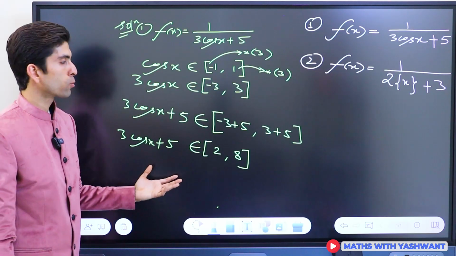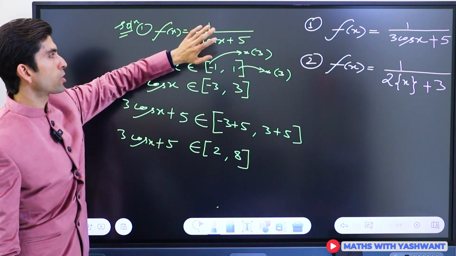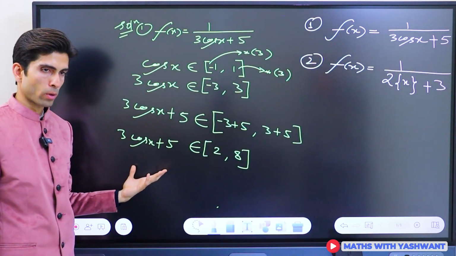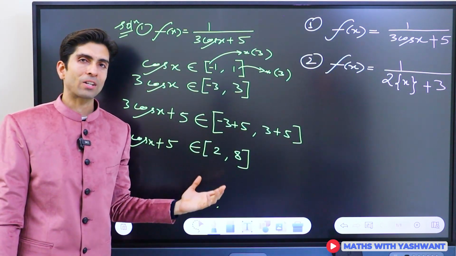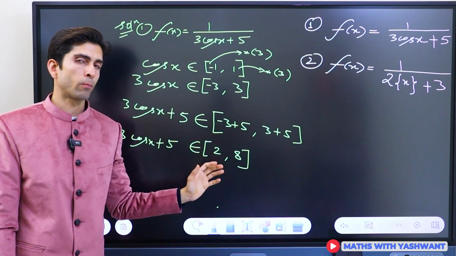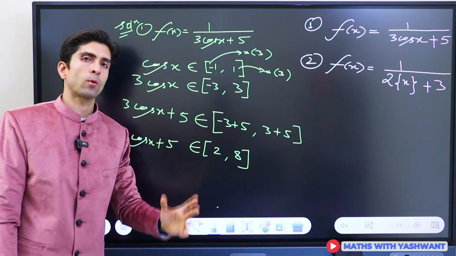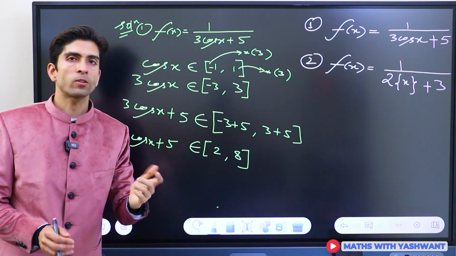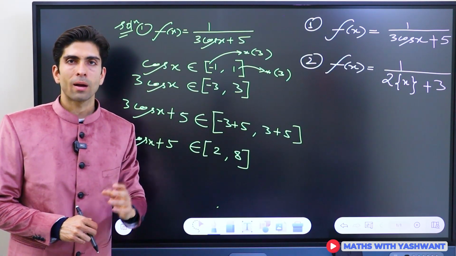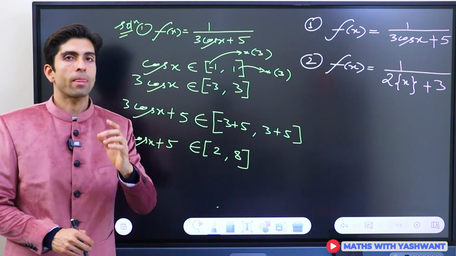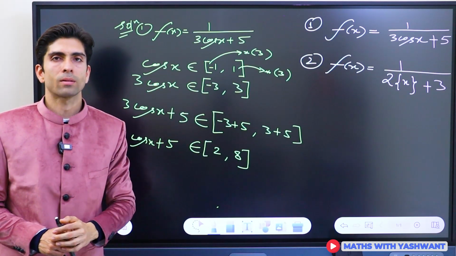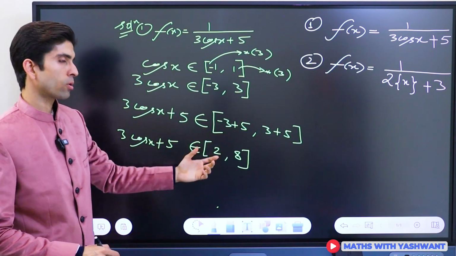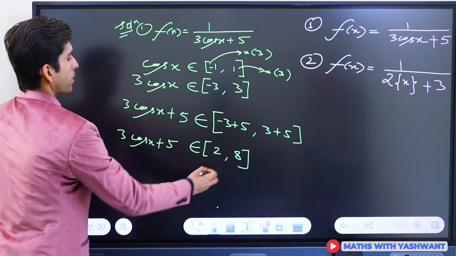Now we have to do the reciprocal because our original function is 1 upon 3 cos x plus 5. Now I have made a special video regarding the reciprocal, how to find the range of a reciprocal function if the range of a function is given. And there are two cases. The first case when both the boundary points are negative or positive, and the second case when one boundary point is negative and the other one is positive. So this actually belongs to case 1 because both the boundary points are positive.